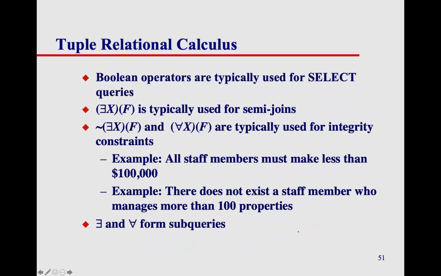Then I already showed you an example of a semi-join. So there exists F is typically used for semi-joins. The not exists F and for all are typically used for integrity constraints. So you might say all staff members must earn less than 100,000, or there does not exist a staff member who manages more than 100 properties. And finally, you also use there exists and for all to form subqueries.